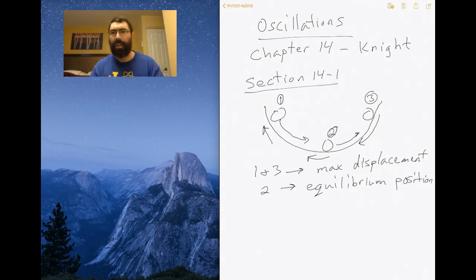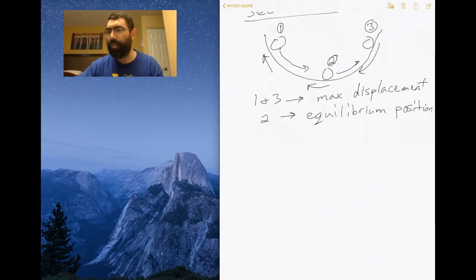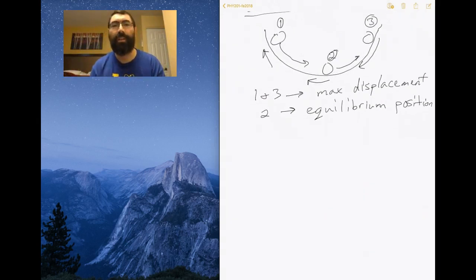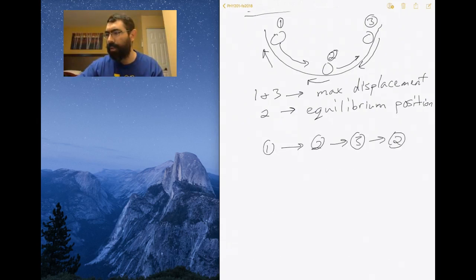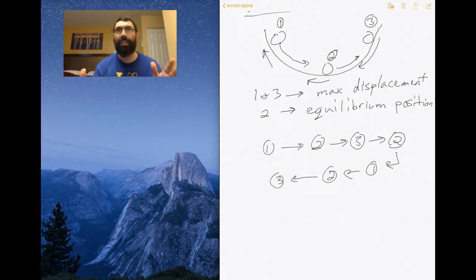So what's going to happen now is if there are no frictional forces or any kind of dampening forces, if there aren't any forces to take energy out of the system, then this thing will just oscillate. It'll move from position 1 to position 2 to position 3, back to position 2, back to position number 1, and so forth and so on for the rest of time. And so it's oscillating. It's in a fixed range of positions, 1 and 3, and it's just going to keep moving back and forth between those two maximum displacements.